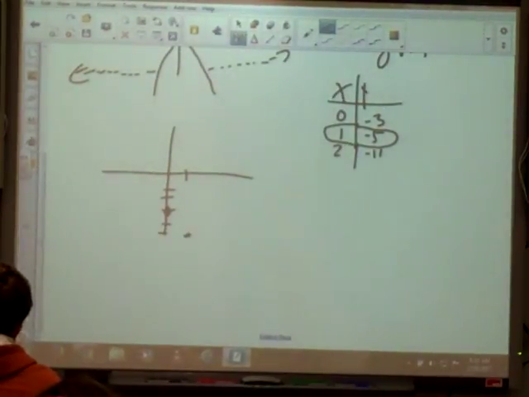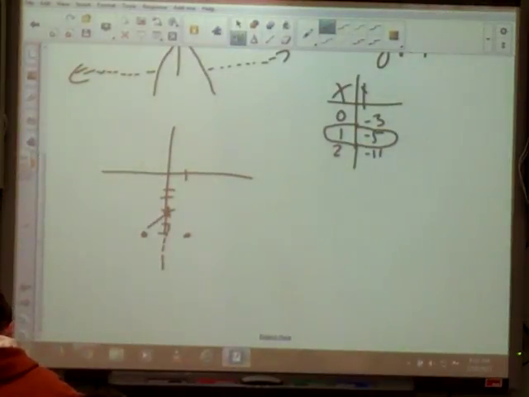So if that point is there, and this vertex has my axis of symmetry, then if there's a point on this side of it, it's got to be equidistant on the other side. So I just do some simple counting, and I say, well, that point is 1 away from the axis of symmetry, so I go 1 away on the other side. Boom. There you have it. Pretty much what I drew up there.